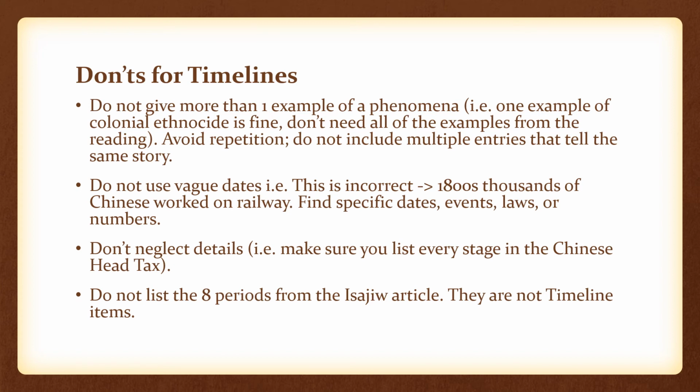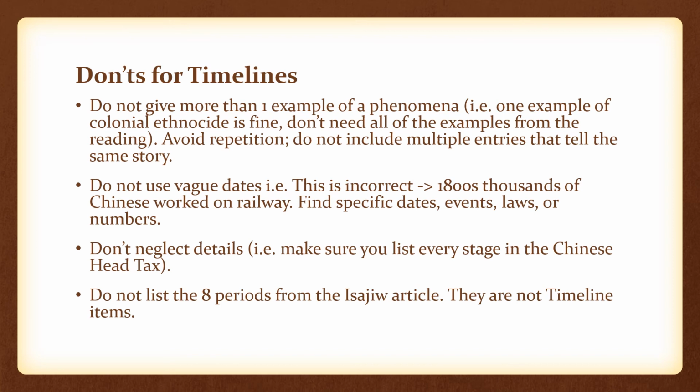Don't use vague dates. You will not get a mark if you say in the 1800s, thousands of Chinese worked on the railway. Chinese Canadians worked on the railway. That's incorrect. You need a specific date, a specific event, a specific law, or specific numbers. There are specific numbers in the Avery reading when we get there, or the Chinese Canadian Steel reading. There are specific dates that groups of Chinese workers were brought to Canada, and there are specific numbers about the groups of workers. So don't neglect the details.